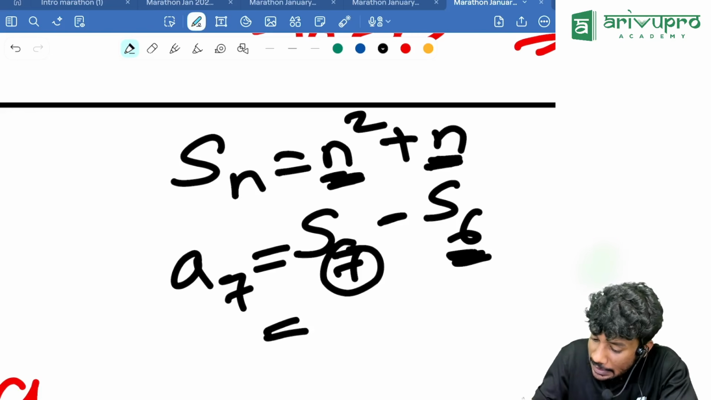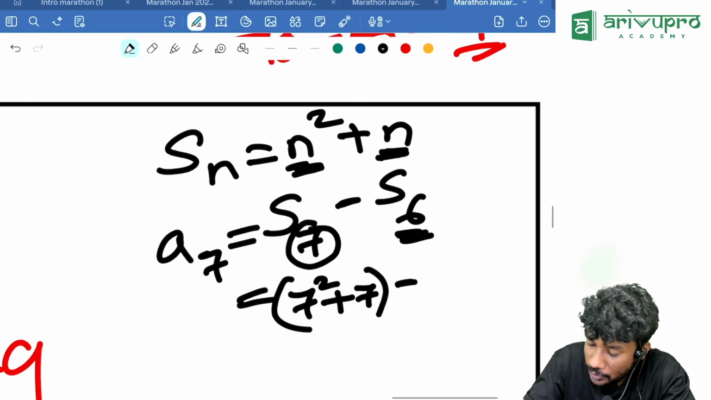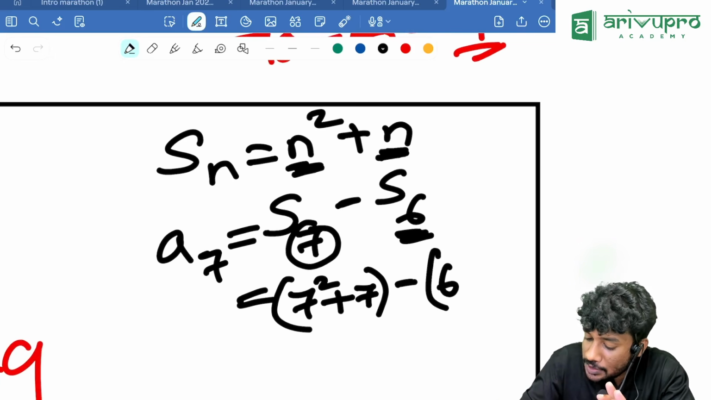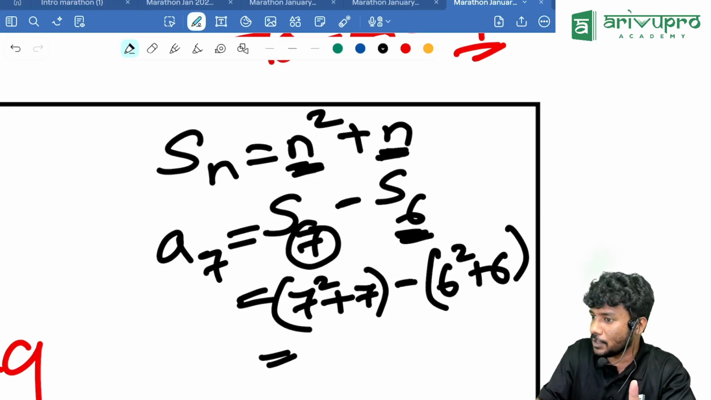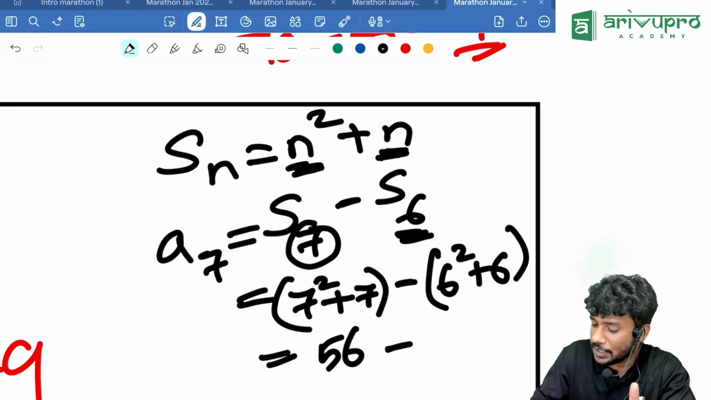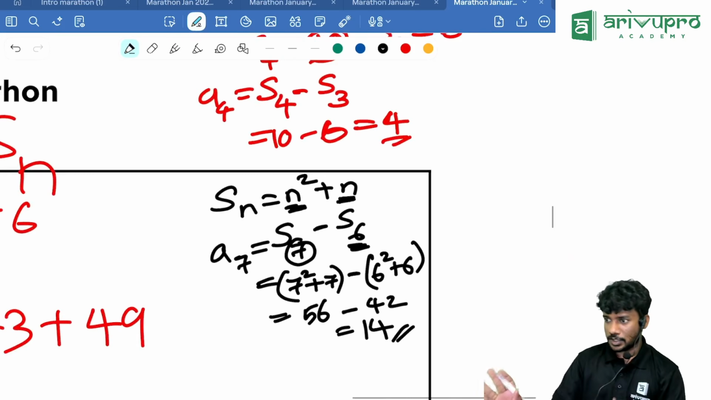That means 7 square plus 7 minus, instead of n, you are going to put 6 square plus 6. So now use a calculator, get me the answer. 49 plus 7 is how much now? 56. 56 minus 36 plus 6 is how much now? 42. How much is your answer? 14 is your answer. Got the logic? Yes.